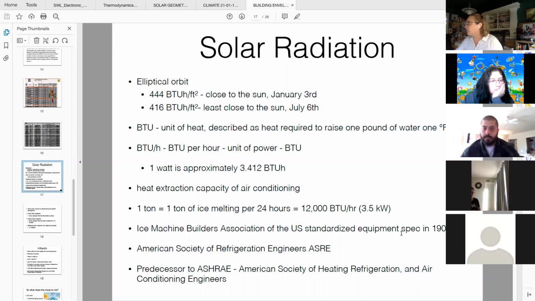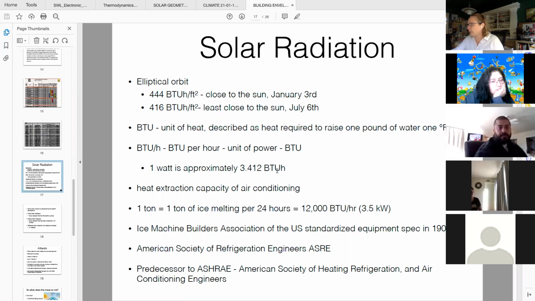It's like 100-year-old terminology from when the first cooling equipment was established, which was basically using ice to create cool air. And so 1 ton is how much ice melts. 1 ton equals 1 ton of ice melting. It's the weight of 1 ton of ice that melts in 24 hours, and that is 12,000 BTUs per hour. So that's how it came about.